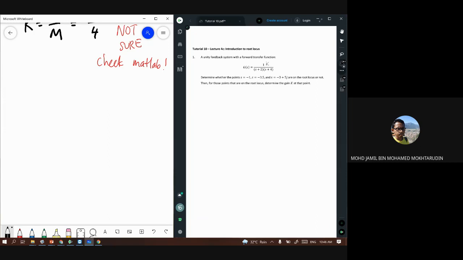And the third one is when the point is -3 plus 5j. Okay, so we sketch on the S-plane.